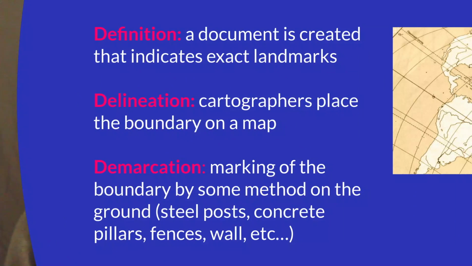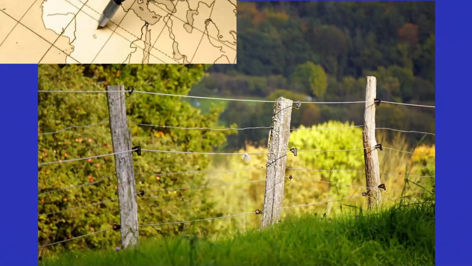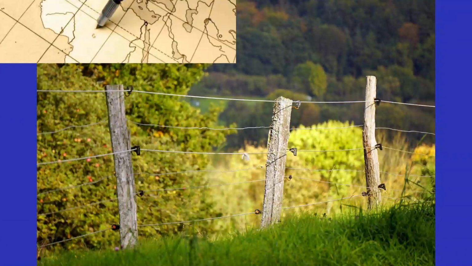And then demarcation is where you physically mark the boundary on the ground. So if you use steel posts, pillars, fences, walls, whatever that is, the demarcation is where you physically put it on the ground on the land. So as you can see right here, this would be a farmer demarcating their land by using a barbed wire fence to show where their land ended.